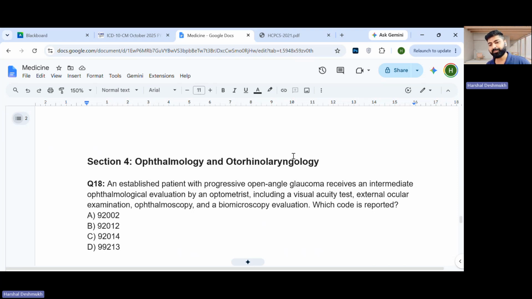All right, 18th. An established patient with progressive open angle glaucoma receives an intermediate ophthalmological evaluation by an optometrist, including a visual acuity test, external ocular examination, ophthalmoscopy, and a biomicroscopy evaluation. What code do you find is appropriate here to quote?